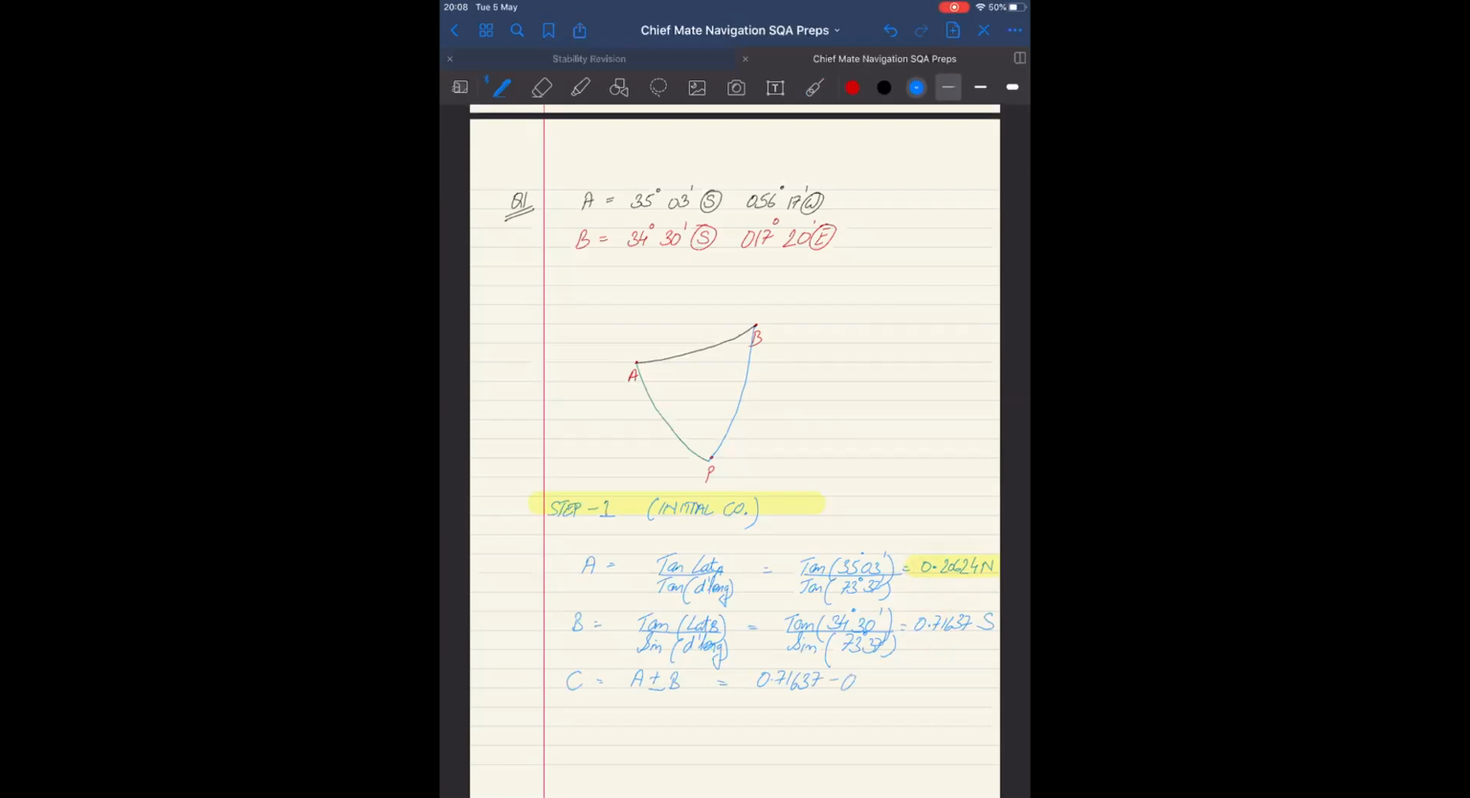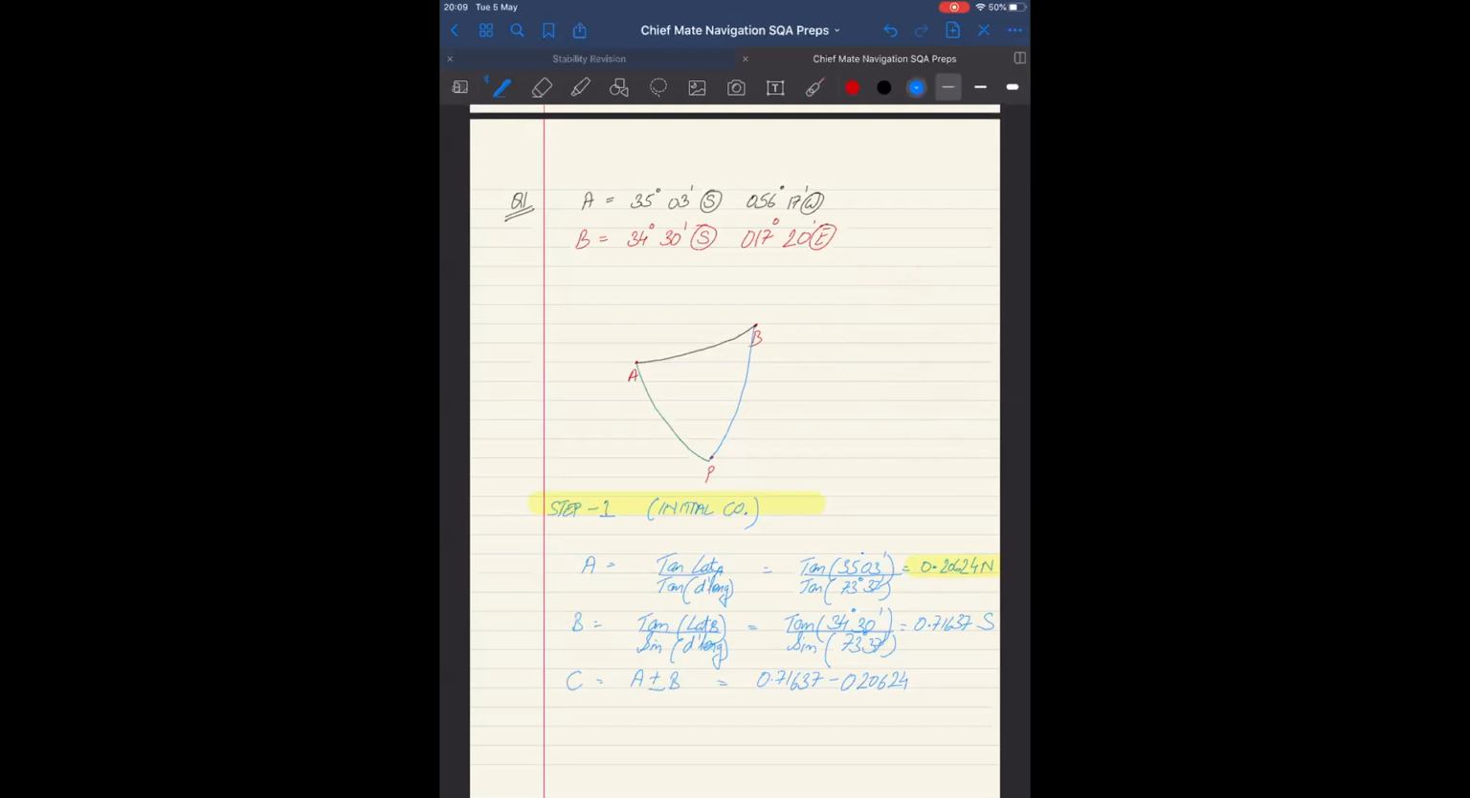So it is 0.71637 minus 0.20624. We have used the subtraction sign because both these names were different. So you use minus sign if you have different names for A and B, and you use plus sign if you have the same name for A and B. So we had different names, north and south, so we have subtracted.